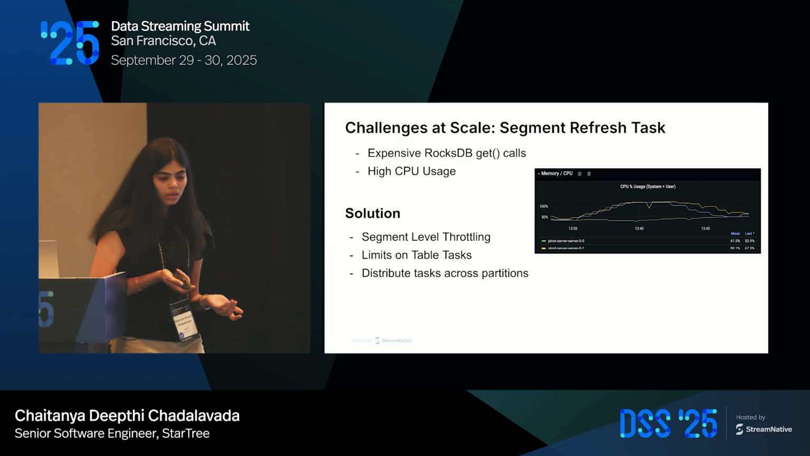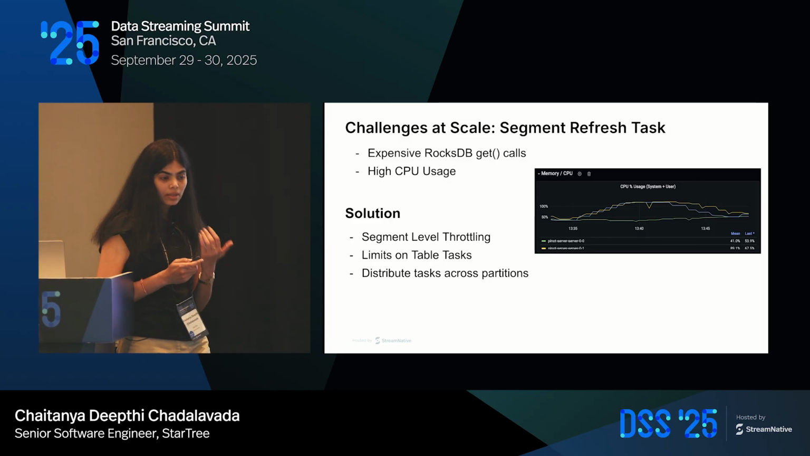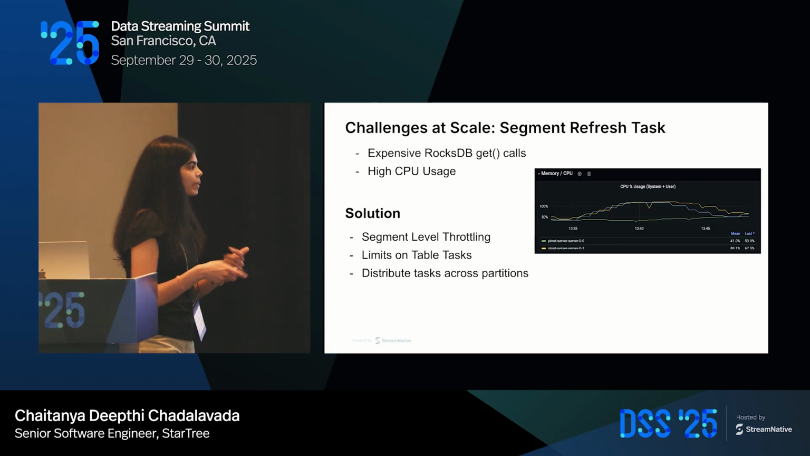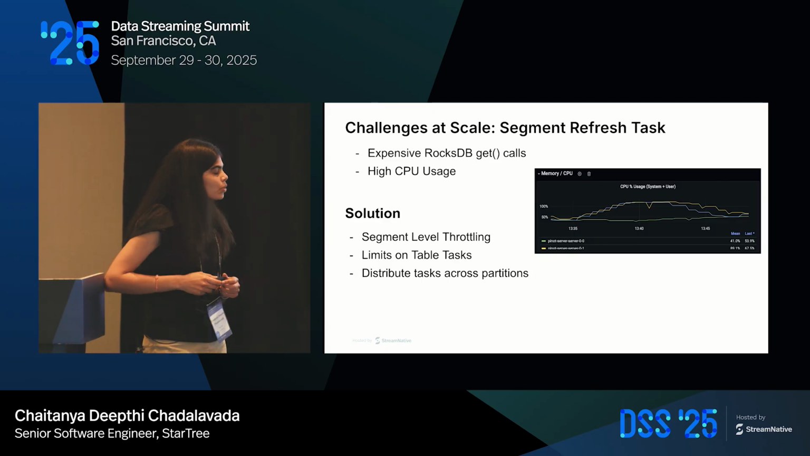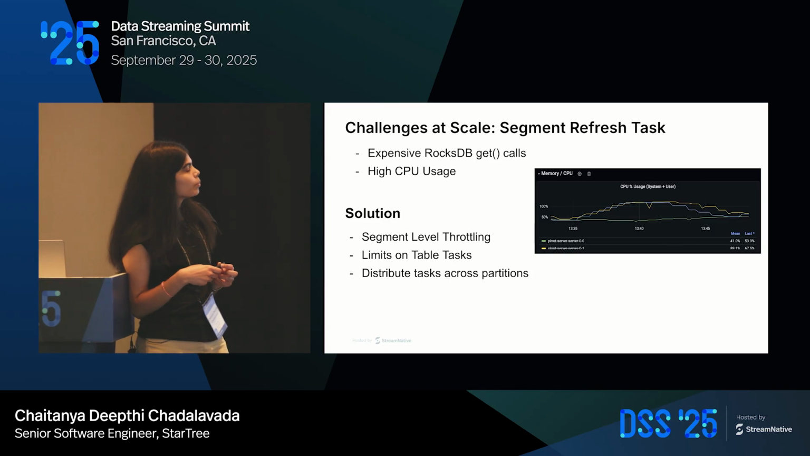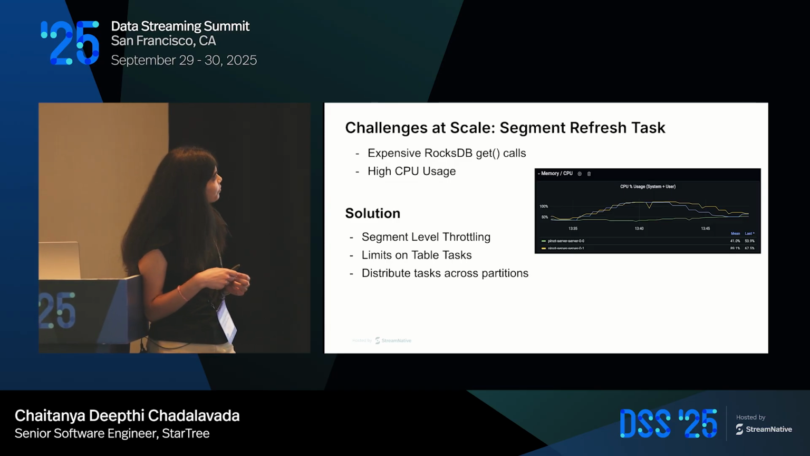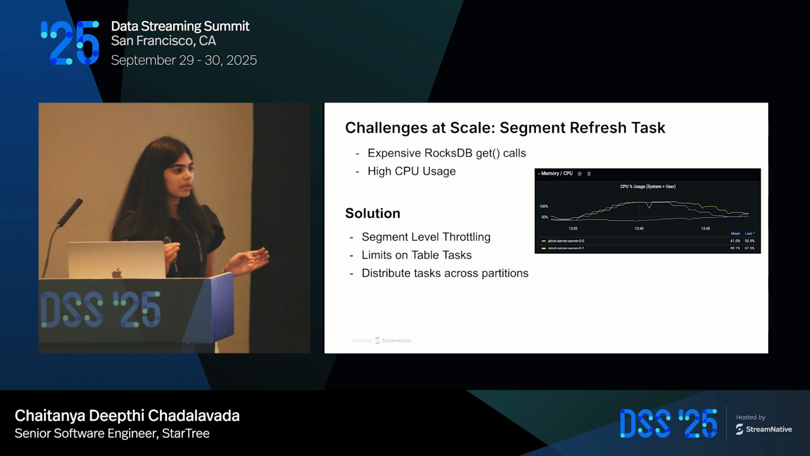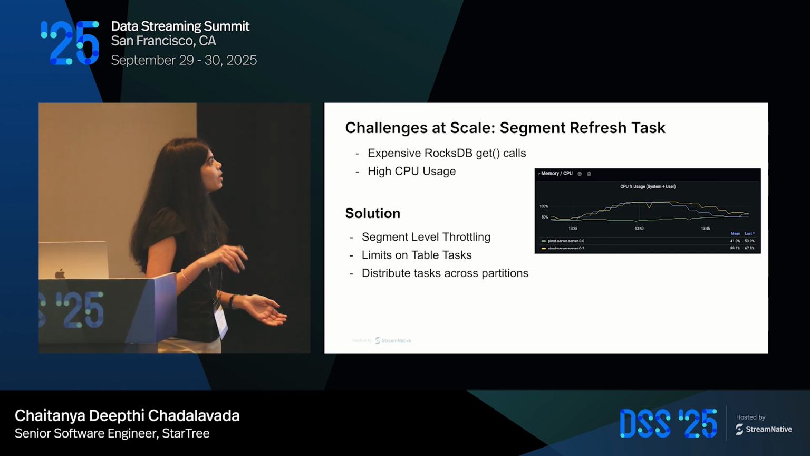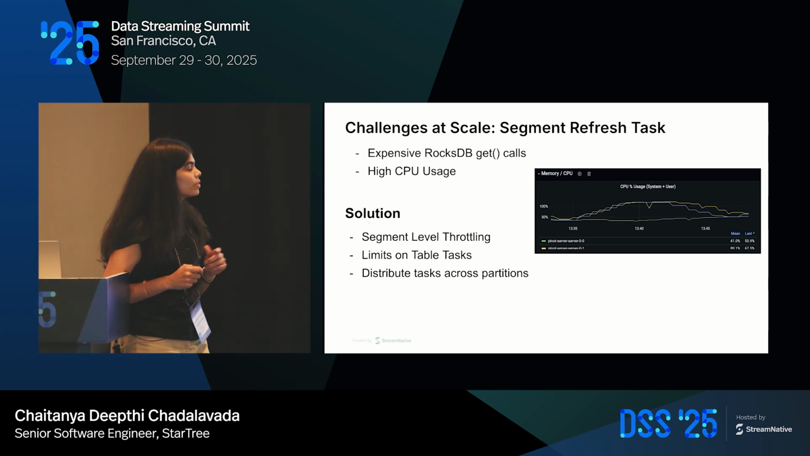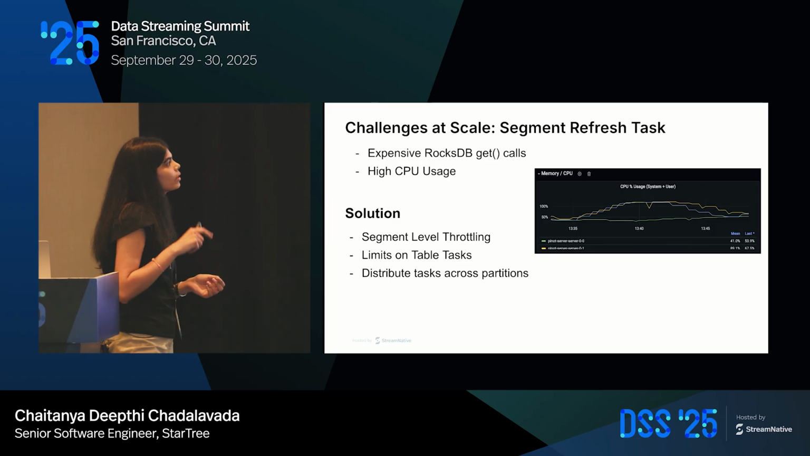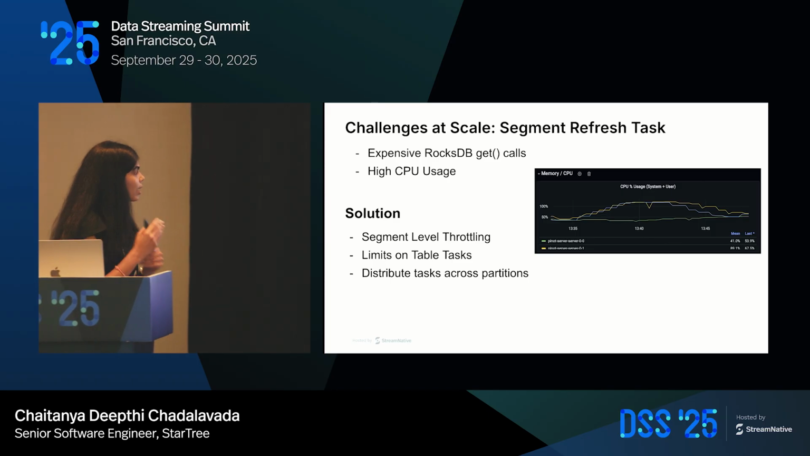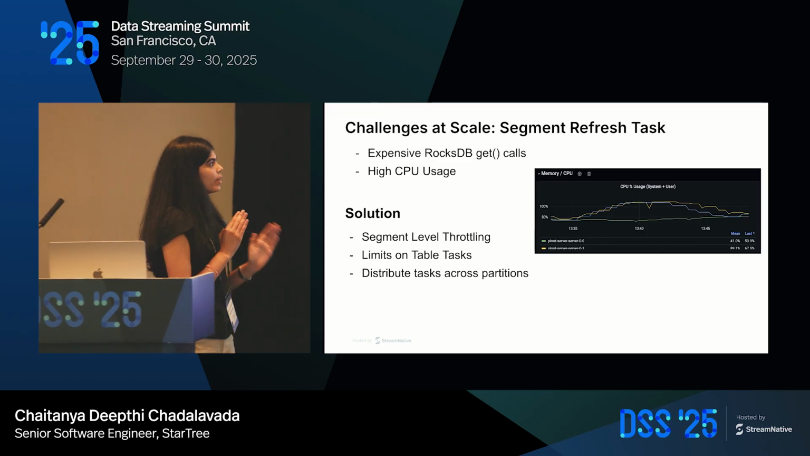All right, we solved the problem of cost, but there was still a small challenge that we faced with these cost optimizations. We noticed that RocksDB get and put calls were a bit expensive. And with that, when we compacted a lot of segments at once, we started to see CPU utilization going almost to 100%. There needs to be a way to solve this, right?